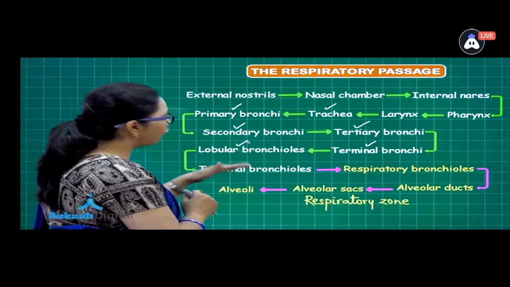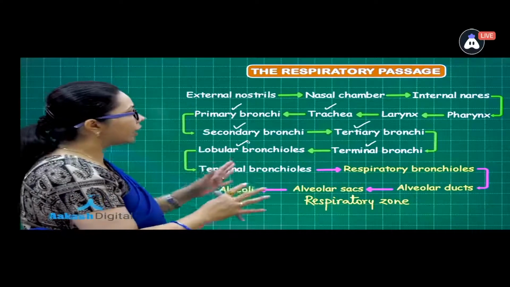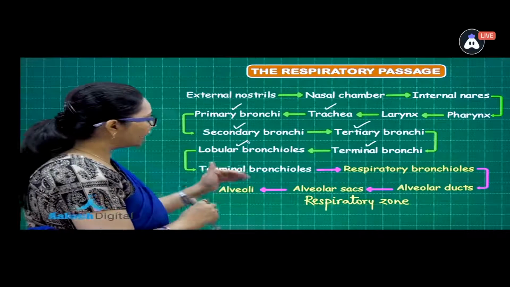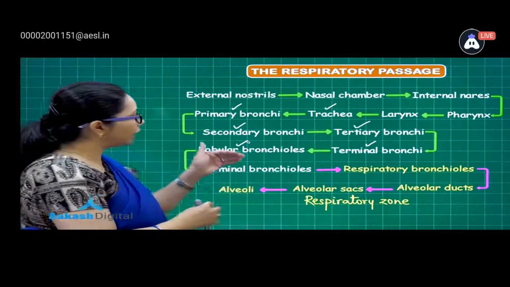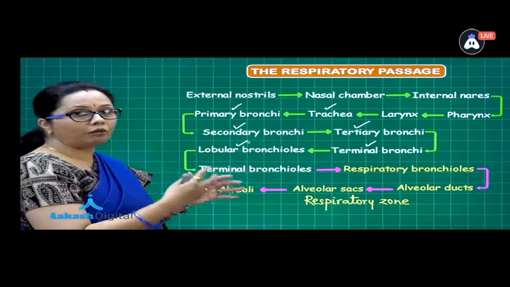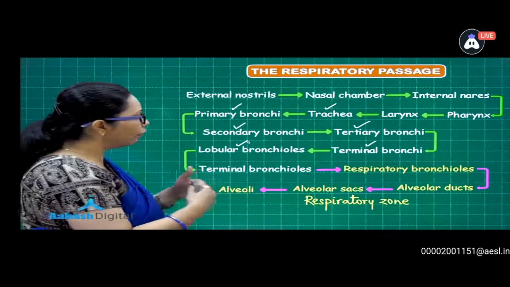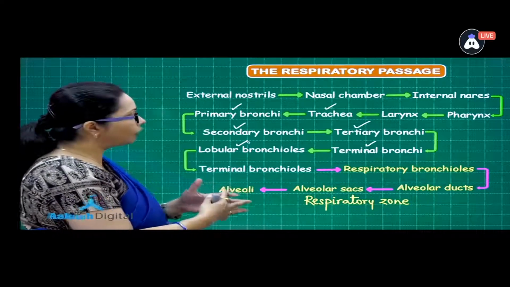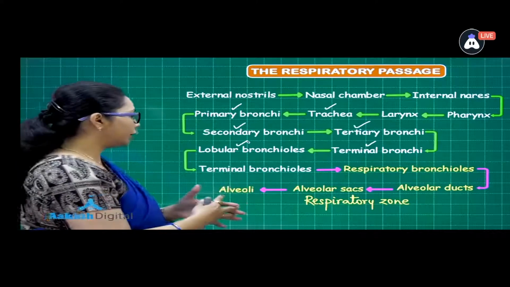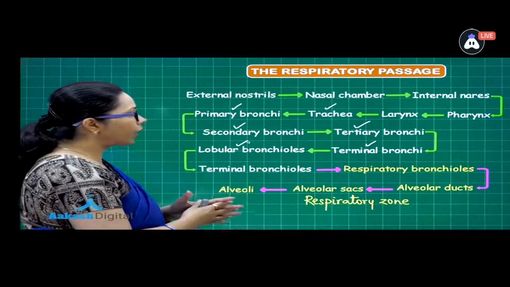But from the terminal bronchiole onwards, the cartilage rings are absent. Now once the cartilage rings are absent, the amount of smooth muscle in the wall becomes more. So there will be more smooth muscle in the wall of the respiratory tract, which is lacking the cartilage ring. So this is one important part.